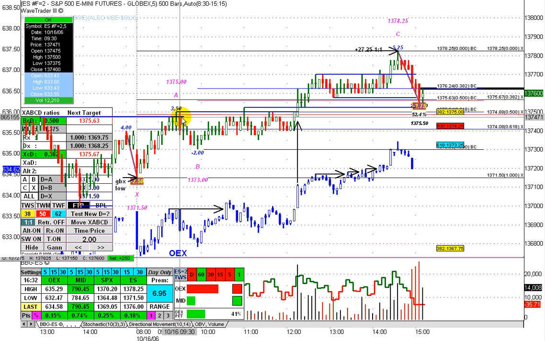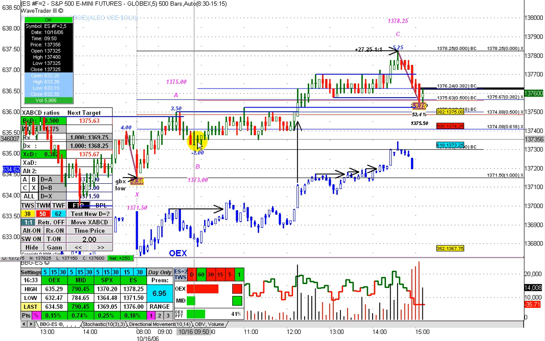This area right here was an area where potentially we were looking for a reversal. Now you can see that it broke through this double top by a tick and then reversed down. This was a scalpable move, a scalpable trade at the time.